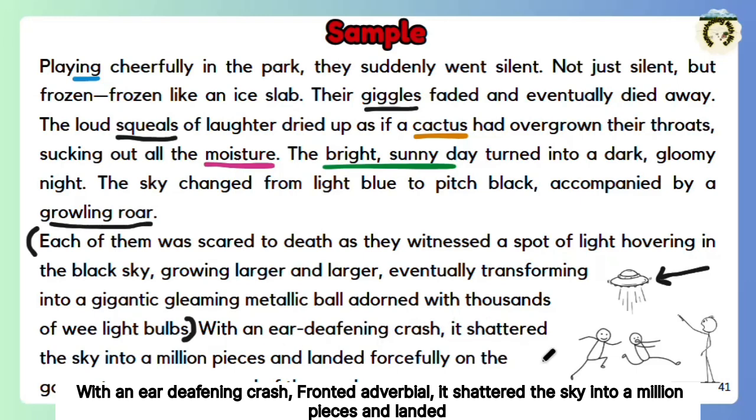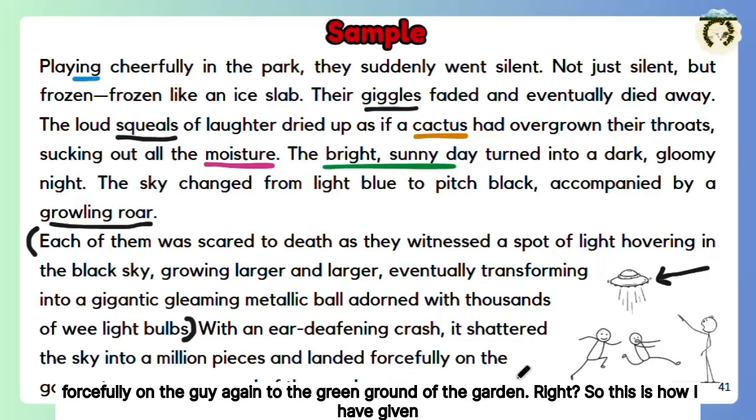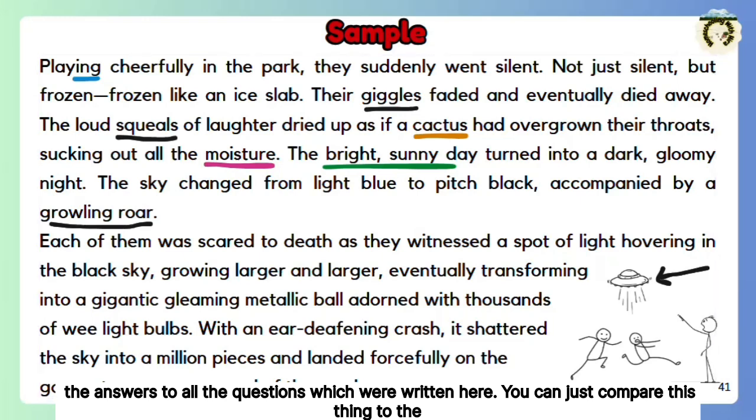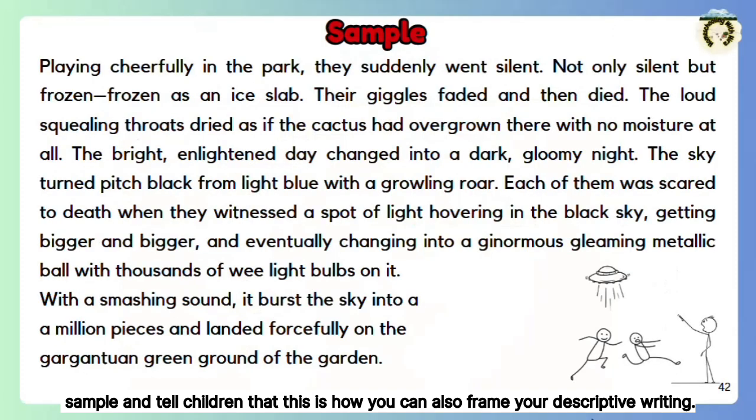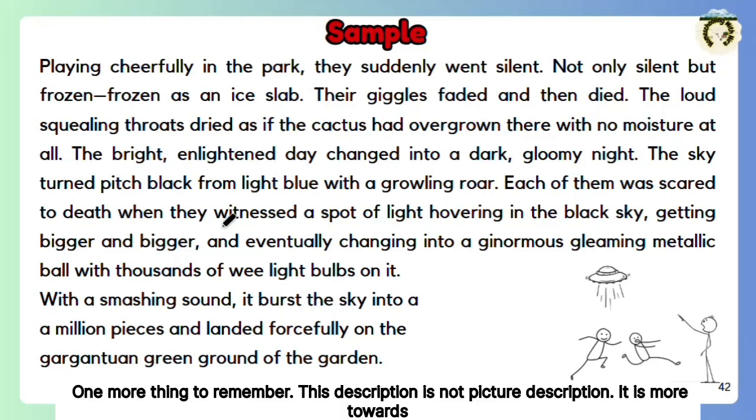Fronted adverbial, it shattered the sky into a million pieces and landed forcefully on the gargantuan green ground of the garden. Right? So, this is how I have given the answers to all the questions which were written here. You can just compare this thing to the sample and tell children that this is how you can also frame your descriptive writing. One more thing to remember, this description is not picture description, right?